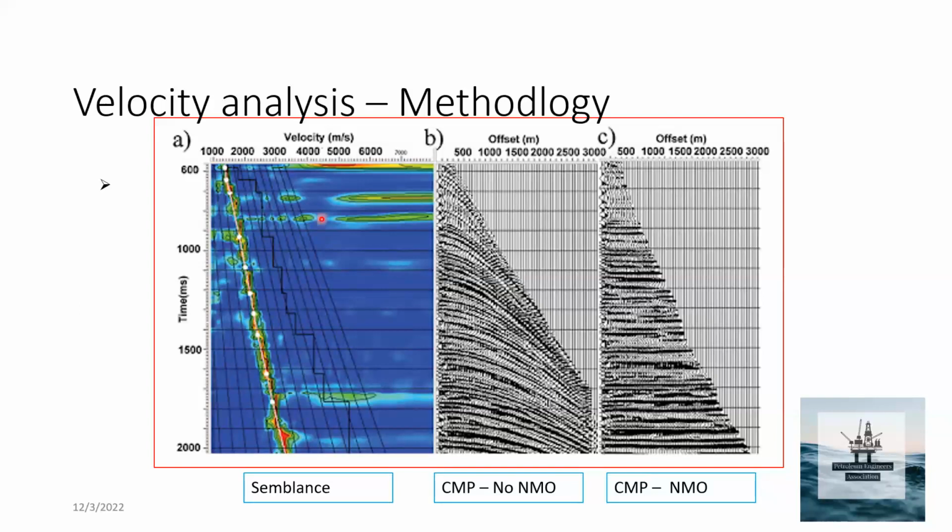We create samplings, okay, and this is the CMP before the NMO, and this is the CMP after NMO. What does this semblance represent? The semblance represents the velocity distribution, different velocity values, and this is the record length, and the orange and green points or colors are the amplitude distribution. It's something like a coherency display.